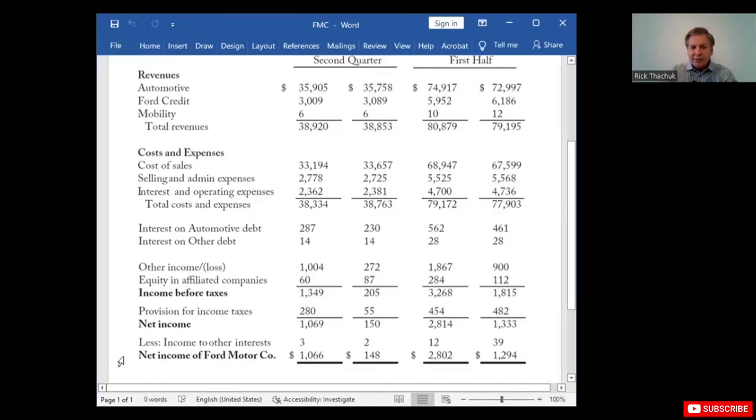And then finally, we have the bottom line, net income of Ford Motor Company. You may have heard that expression, the bottom line. What's the bottom line? Well, it comes from this. It comes from the income statement because all of these values are used to construct this value, the bottom line. This tells you the net income, if the company has been making money or losing money and how much.